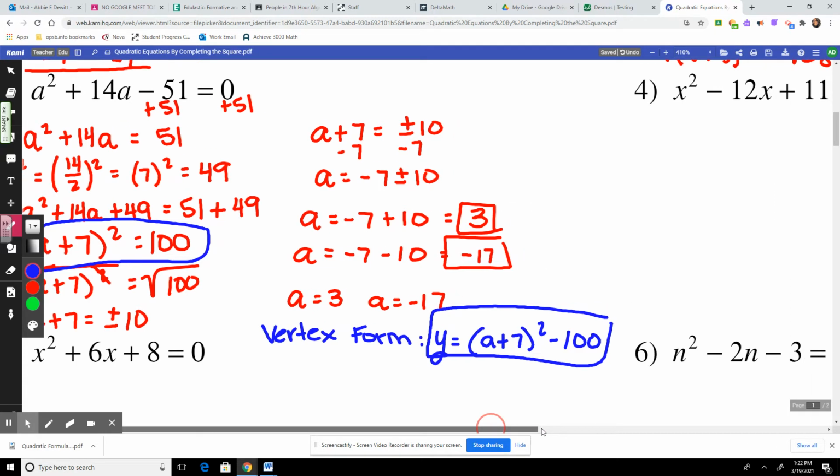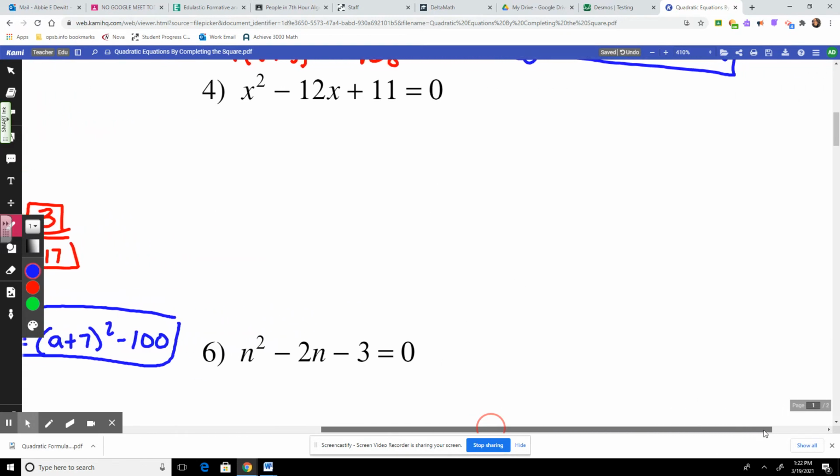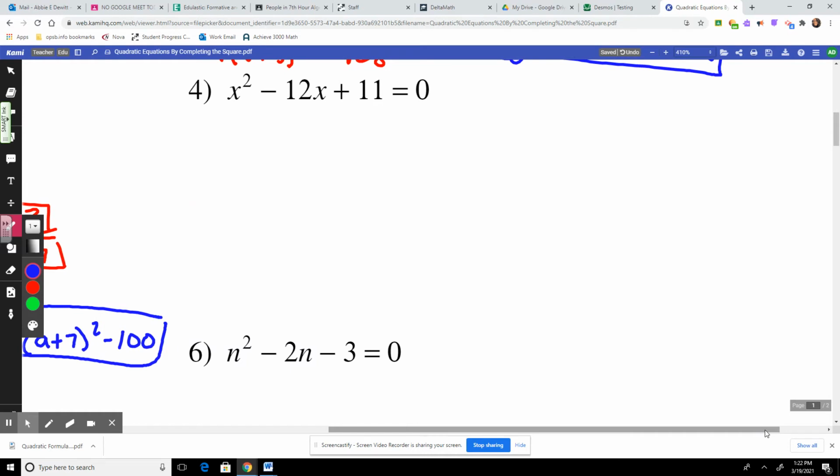Okay, number 4. Again, try to pause the video and work it out yourself before you just get the answer. Okay, number 4, I'm going to isolate the variable terms by subtracting 11. X squared minus 12x equals negative 11.